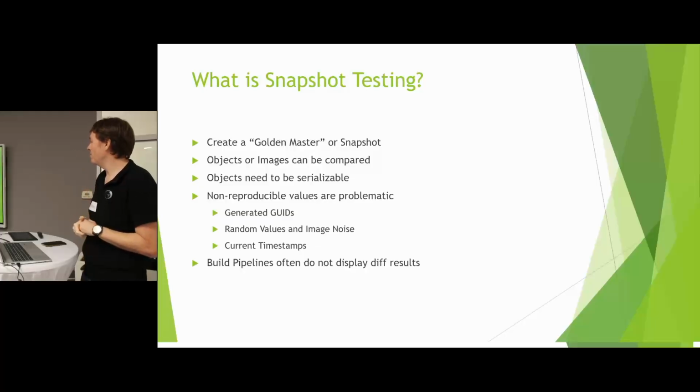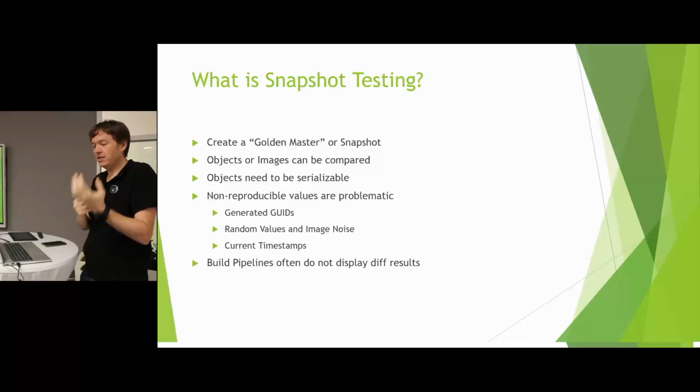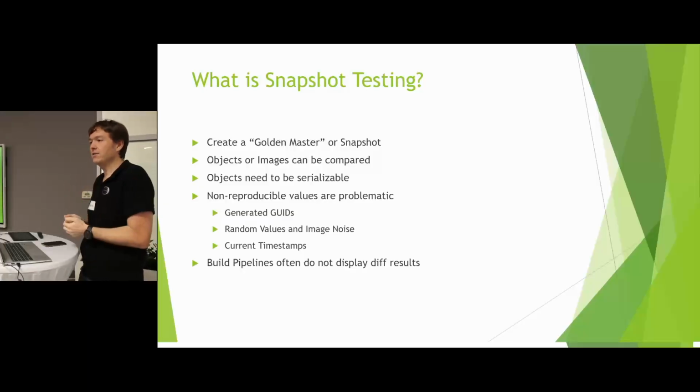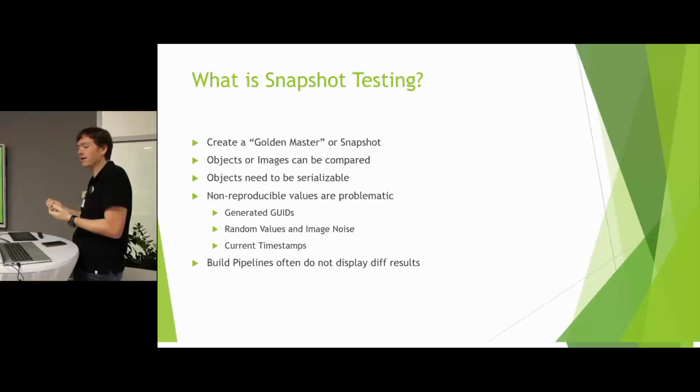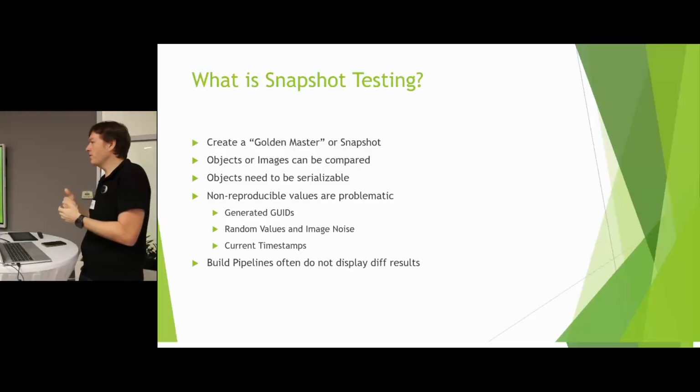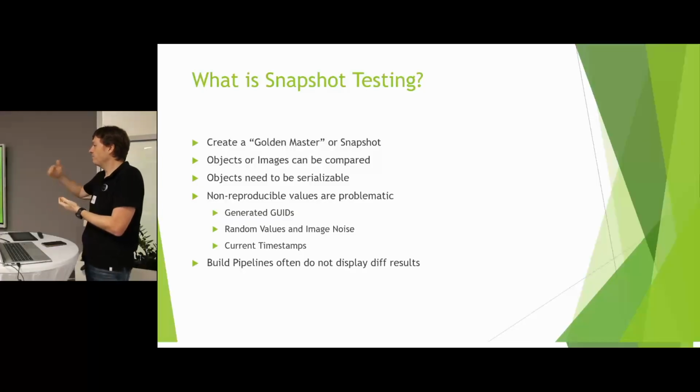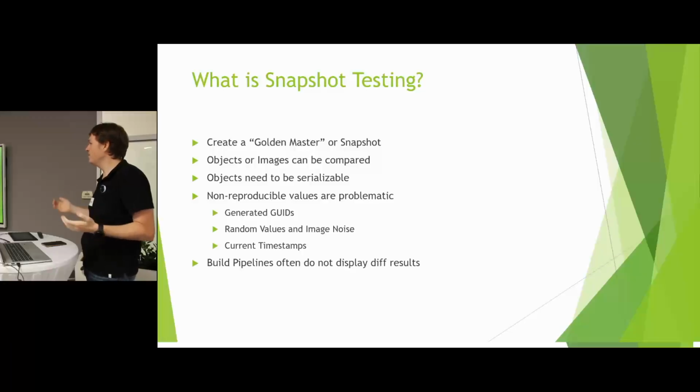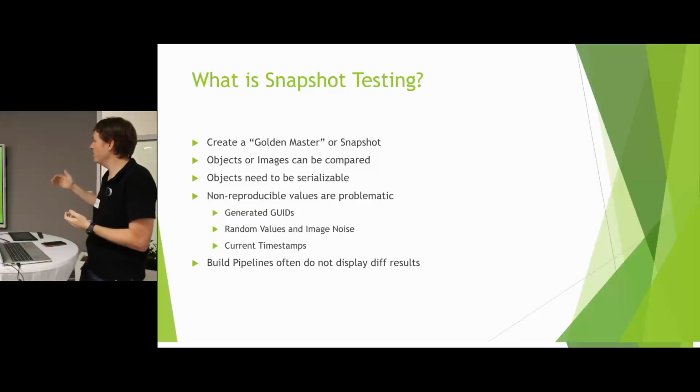There are some problematic issues. For example, non-reproducible values. What are non-reproducible values? You start a program, you have a DTO, the DTO has a generated ID, a GUID. You have random values, you have an image with a certain kind of noise in there. Or you have a DTO with a current timestamp. Those are issues where, if you run the tests again and you don't check that those kinds of values are handled, every time you run those tests they would be different and they would fail. So of course any framework you use has to have some kind of way to avoid that.